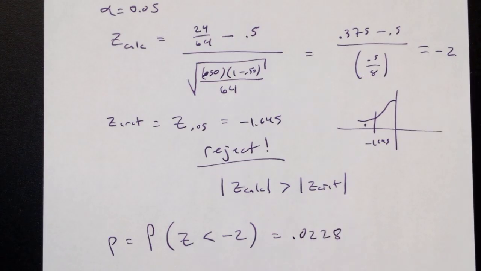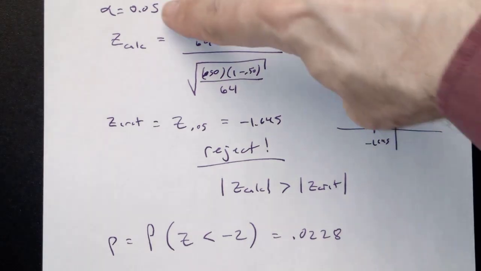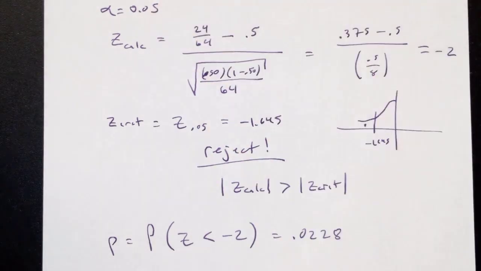Why does that tell me I should reject? We reject when the p-value is less than alpha, and alpha here is 0.05. This is smaller, so we reject.